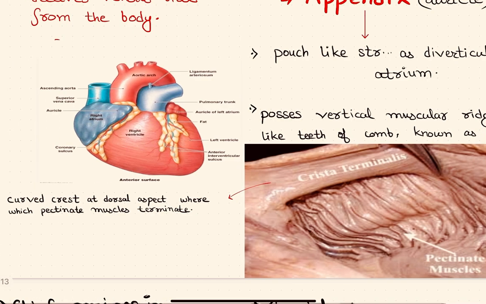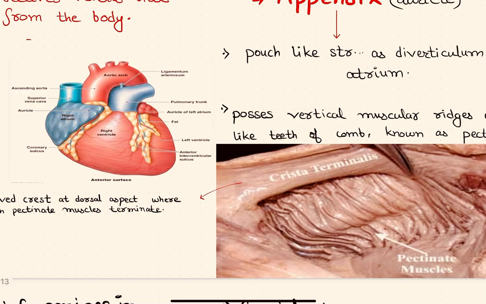And they terminate in a curved crest. This is a curved crest. They terminate in a curved crest on the dorsal aspect, and that curved crest is known as the crista terminalis. What is it known as? Crista terminalis. What is the crista terminalis? It is the curved crest on the dorsal aspect where the pectinate muscles terminate. And what are these pectinate muscles? These are the vertical muscular ridges originating from the auricle or appendix or diverticulum of the atrium, which look like the teeth of a comb. Okay.